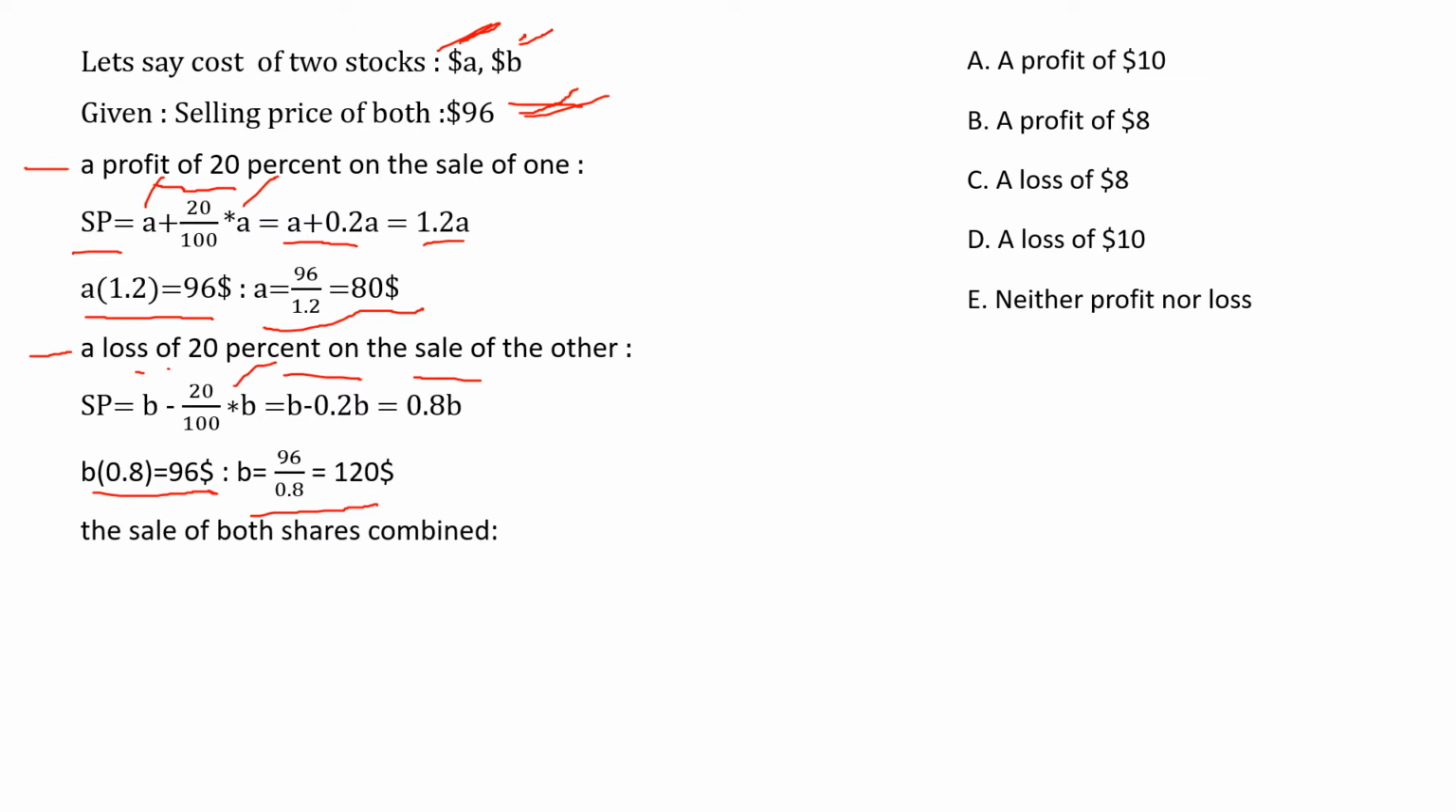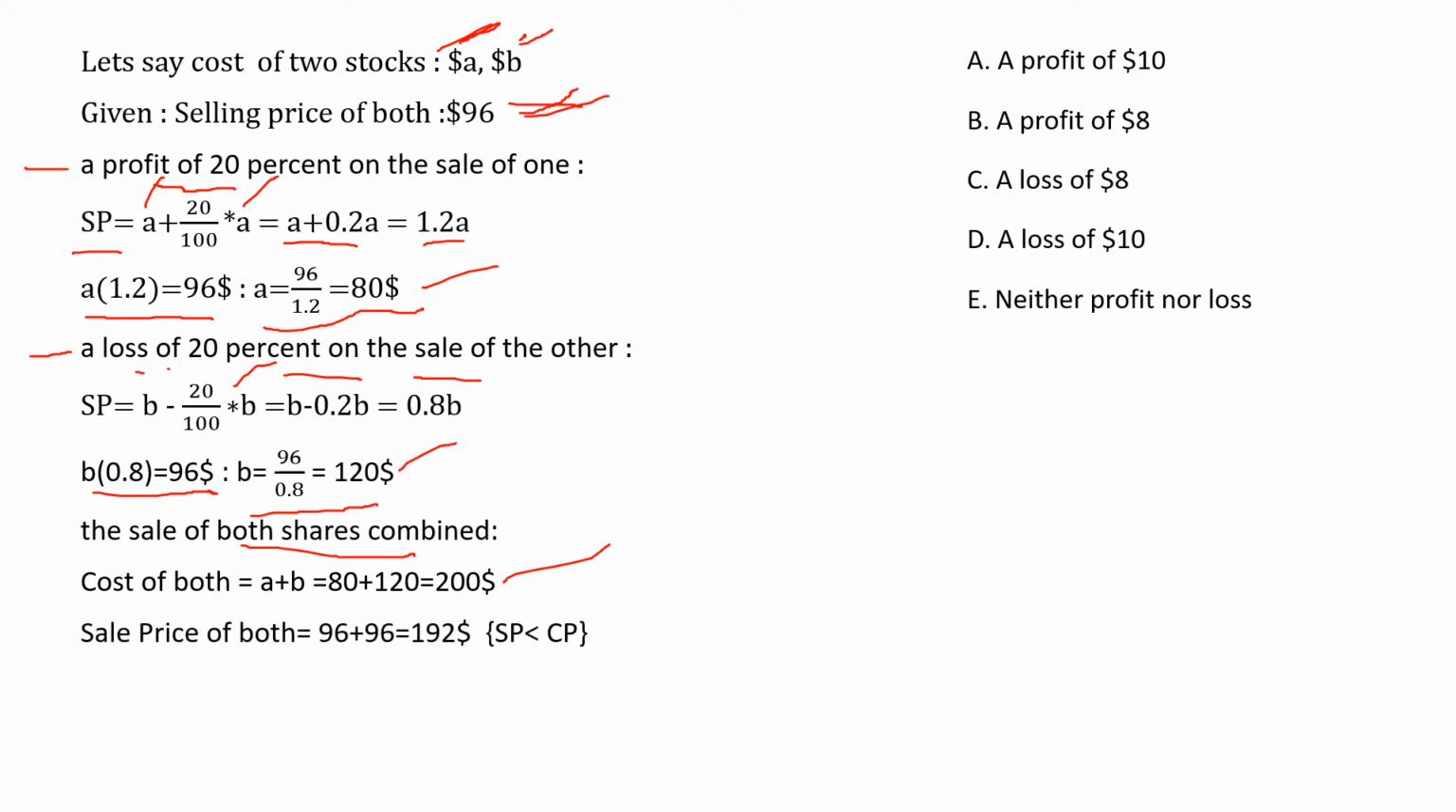Looking at the sale of both the shares combined, we have the cost price of both as A plus B, that is 80 plus 120, which comes out to be $200. The sale price of both is 96 plus 96, that is 192, and here we can see that the sale price 192 is less than the cost price. So it's an overall loss, and the net loss is cost minus selling price, that is 200 minus 192, which is $8. Answer is option C.